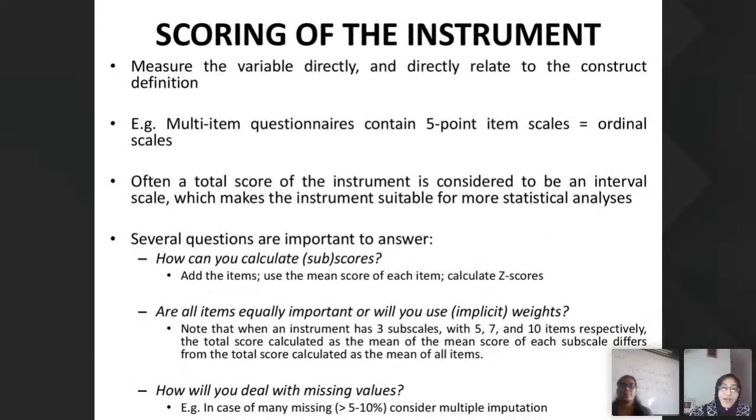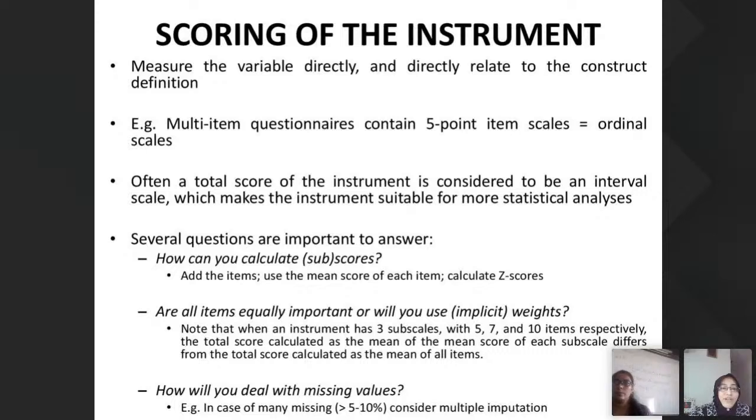Right, so moving towards the scoring of the instrument. We have come up with some items, we have some domains, and then we're thinking about the scoring of the instrument. Why is the scoring of the instrument very important? Because it is very important especially if you would like to measure certain scores, and with that certain score you would like to tell the particular level associated with it.